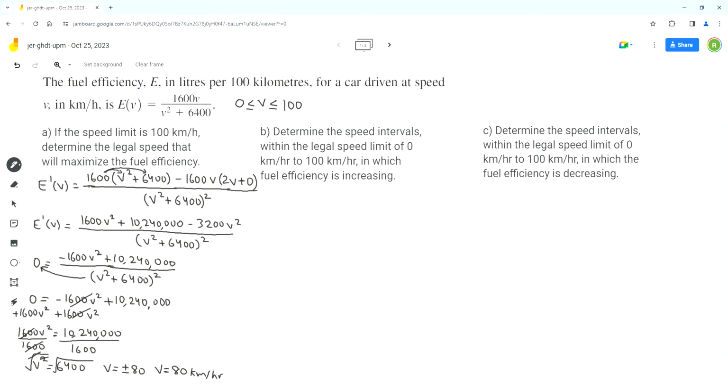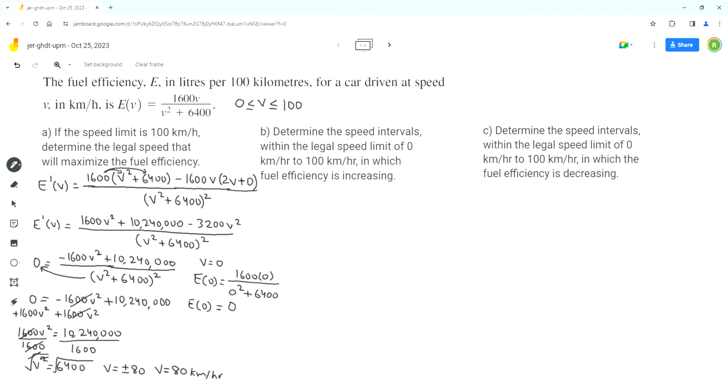So the first value is v equals 0, which is the lower limit of the interval. So we'll sub in v as 0 in the efficiency function to find the value of efficiency. So E at 0 will be equal to 1600 times 0 over 0 squared plus 6400. Since the numerator becomes equal to 0 and the denominator is not equal to 0, this whole fraction becomes equal to 0.